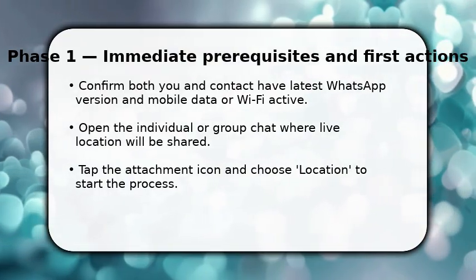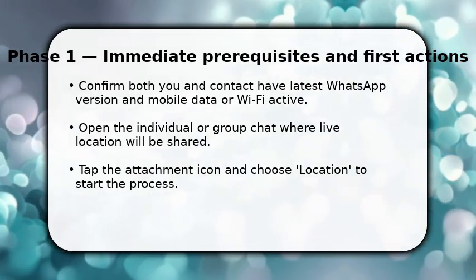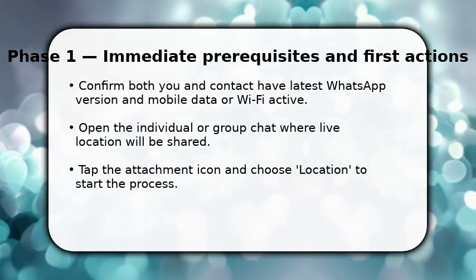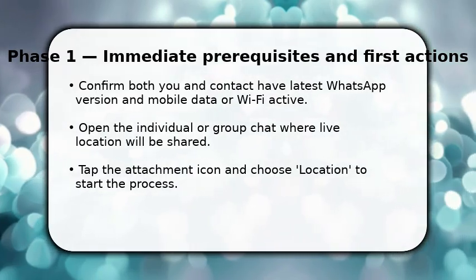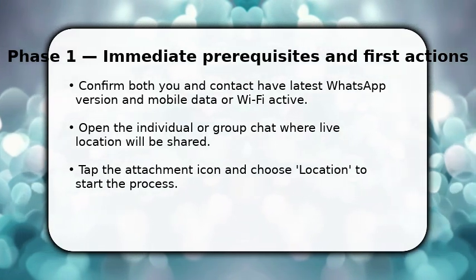Tap the paperclip or plus icon to open attachments. Select location. You do this now because live location requires initiating from a chat. It cannot be viewed from settings alone. This step gets you to the share screen and prepares the contact to send or receive a live feed.